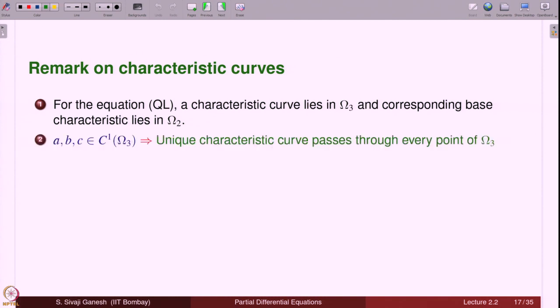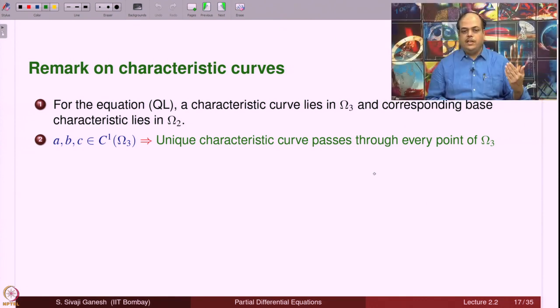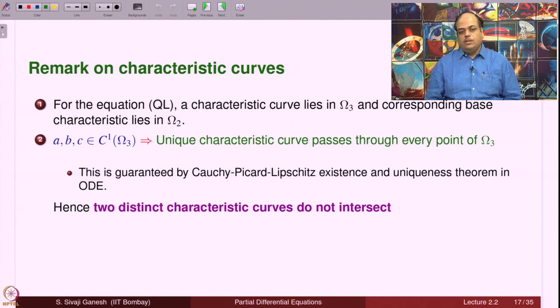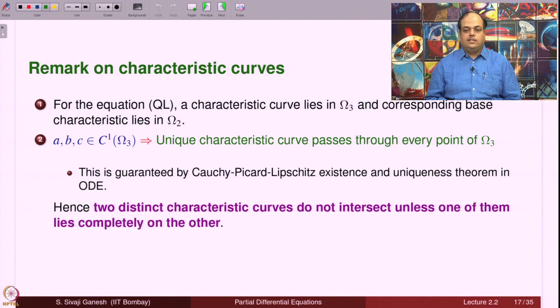Now, if A, B, C are C1 functions, then a unique characteristic curve passes through every point of omega 3. What is a characteristic curve? It is the image of the solution of dx by dt equal to A, dy by dt equal to B, dz by dt equal to C. This is guaranteed by the Cauchy-Picard-Lipschitz existence and uniqueness theorem in ODEs. Therefore, two distinct characteristic curves do not intersect, otherwise uniqueness will be violated, unless one of them lies completely on the other.